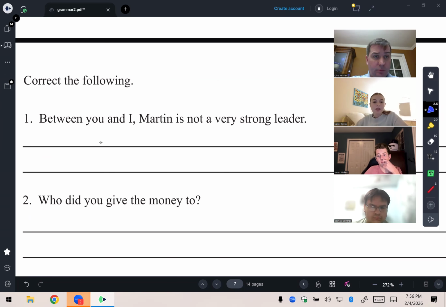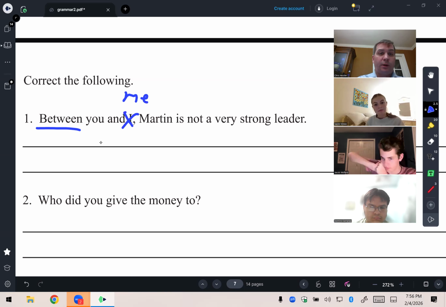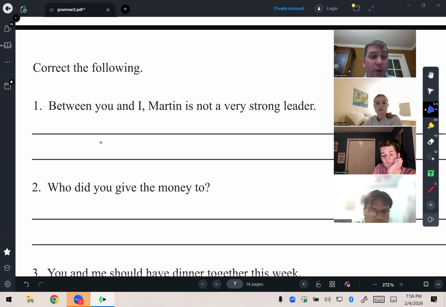Would I go to me? Yep, it would. So between is a preposition. Between you and me, oop, hard to write on this tablet. That's an M. Ugh. Between you and me, Martin is not a very strong leader. We could even say between us. That would work. We just have to be in the objective case. Between us, Martin is not a very strong leader. Yeah, I don't think I've ever heard anyone say between you and I, or at least you shouldn't.